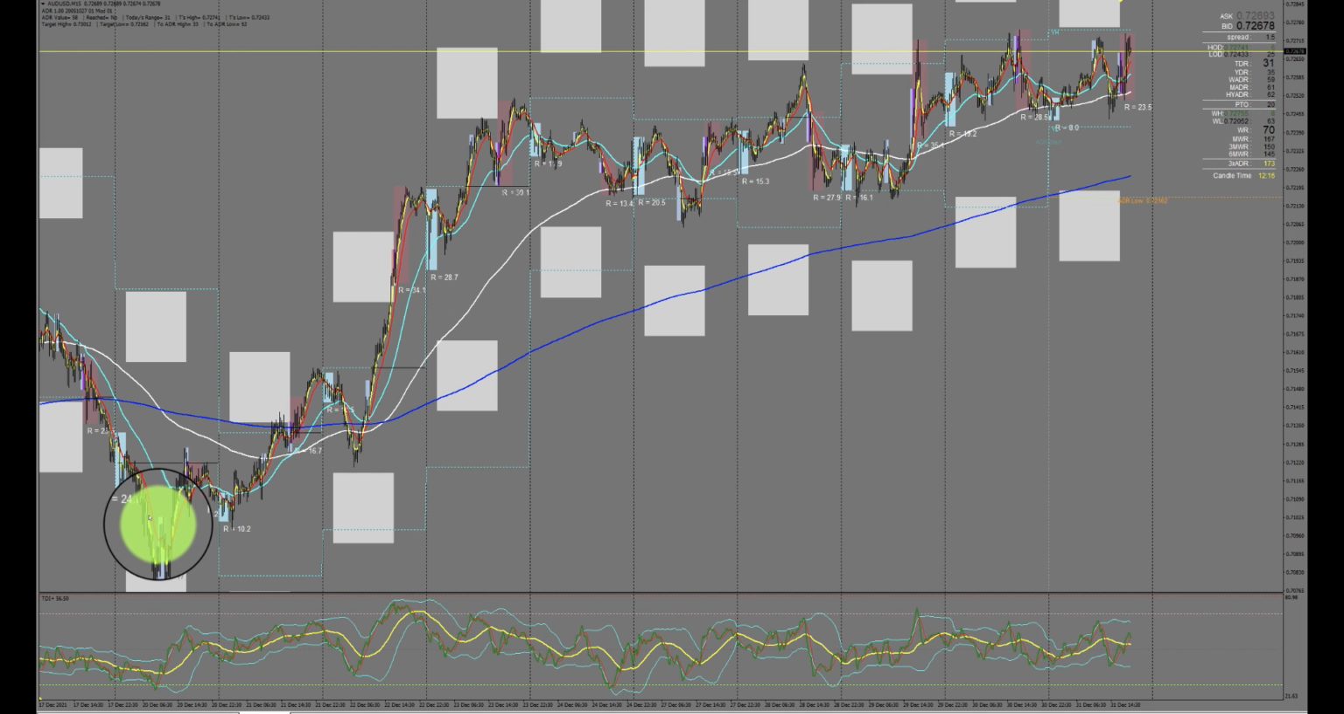So here you see there's a 1, 2, 3. 1, pull back to the 13 EMA, 2, pull back to the 13 EMA, 3, pull back to the 13 EMA, then pull back to the 50. And the 200 is close, so it's going to pull back to the trap off the lowest EMA.